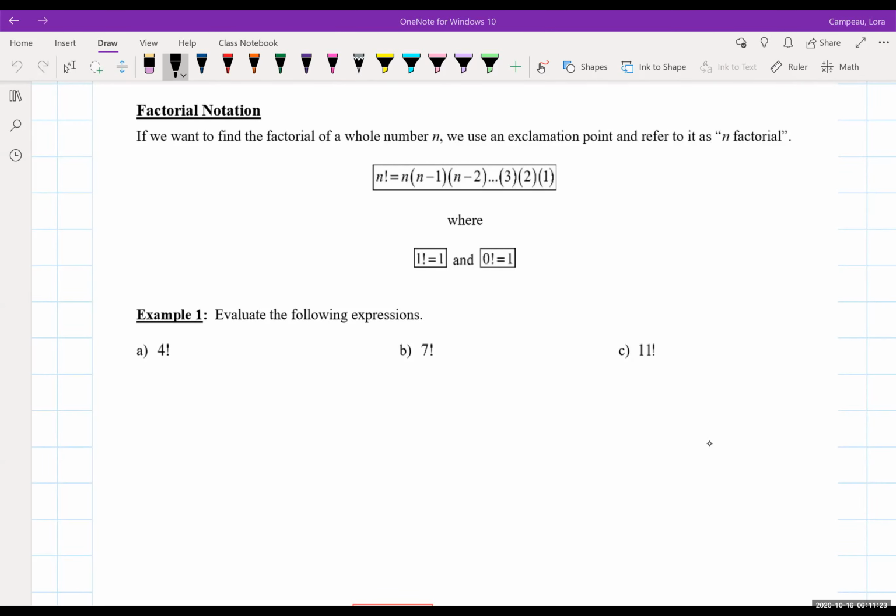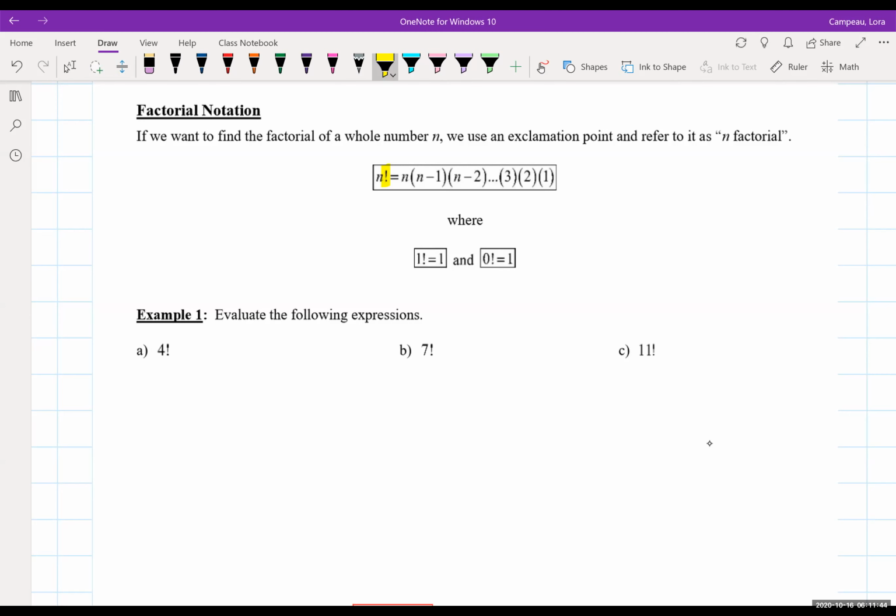Welcome back. We're taking a look at factorial notation and how to evaluate expressions that involve this. So the first thing you want to notice when you're asked to evaluate something that involves a factorial is that you do see an exclamation point. This is a very exciting math notation. It kind of makes me really happy.